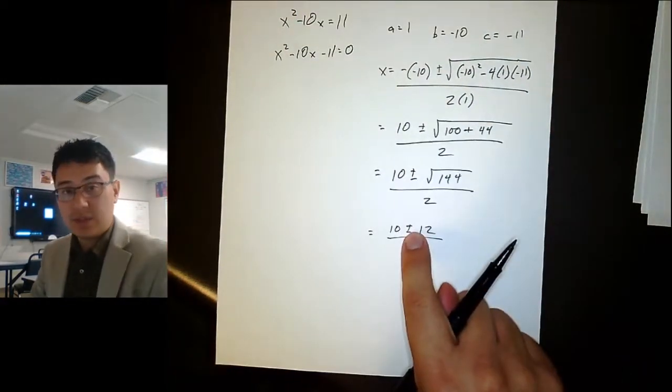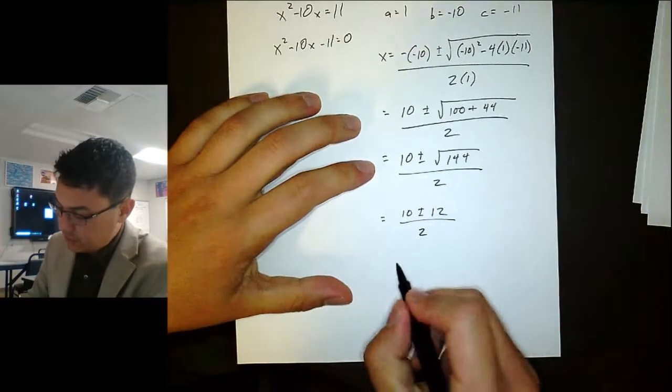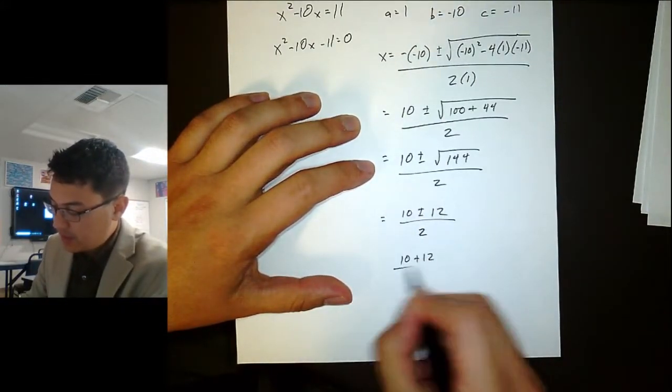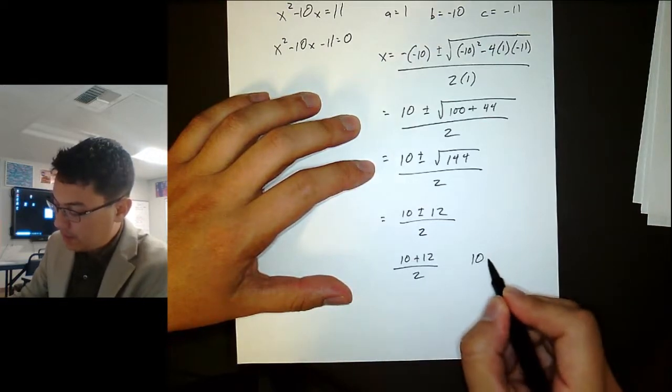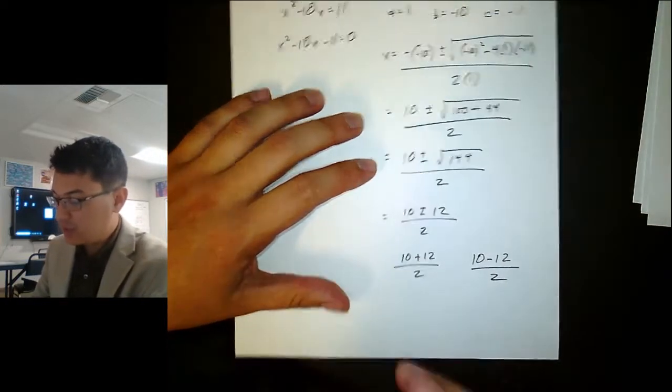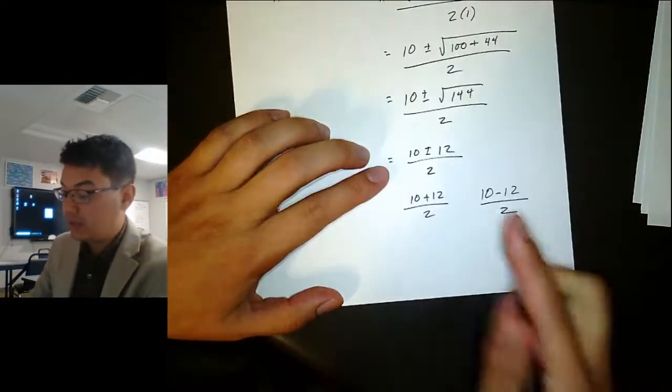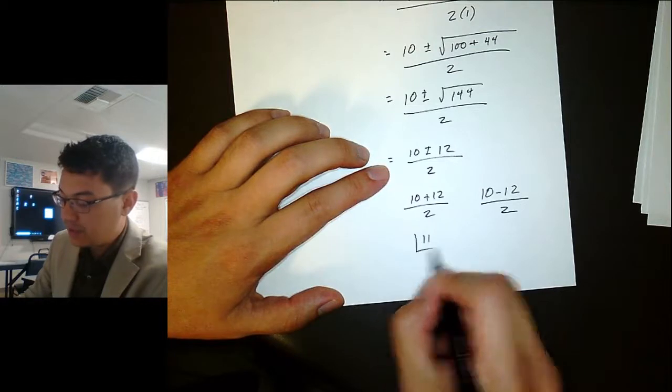Like I said, this is really two numbers. This whole form right here is really 10 plus 12 divided by 2 and 10 minus 12 divided by 2. So we get two numbers out of this. 10 plus 12 is 22. 22 divided by 2 is 11, so there's our first answer.